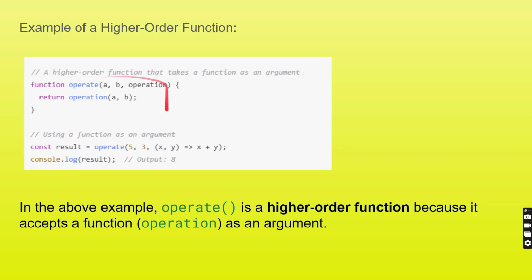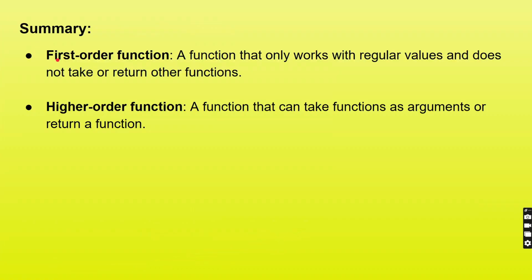So in the above example, the operate method is a higher order function because it accepts the function operation as an argument. Summary: first order functions are functions that only work with regular values and do not take or return other functions. Higher order functions are functions that take functions as arguments or return a function.